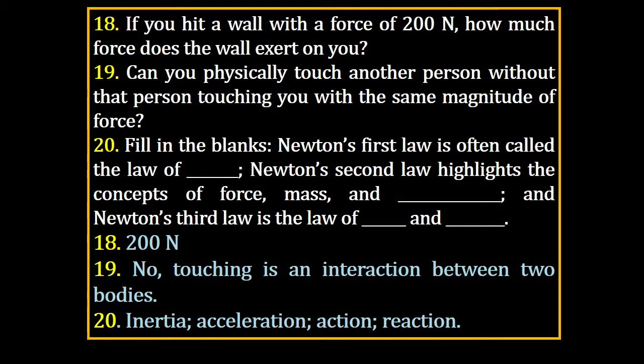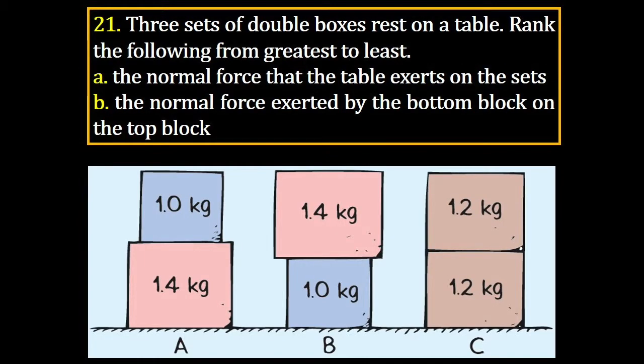So let's stop this and we'll make things a little bit shorter for the next two slides. Three sets of double boxes on a table. Rank the following from greatest to least. The normal force that the table exerts on the set. Well, that would be equal to the weight, which would be proportional to the mass. So A is 2.4, B is 2.4, and C is 2.4, so they're all equal.